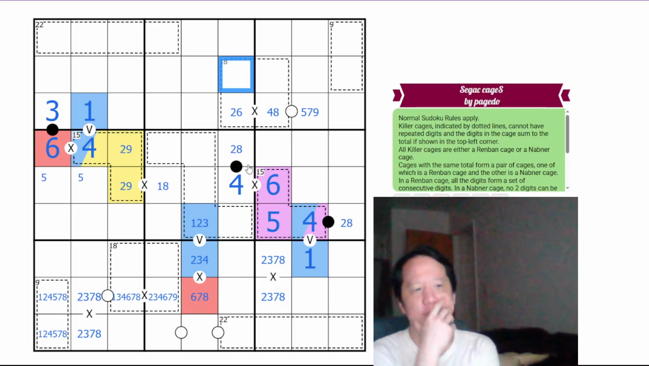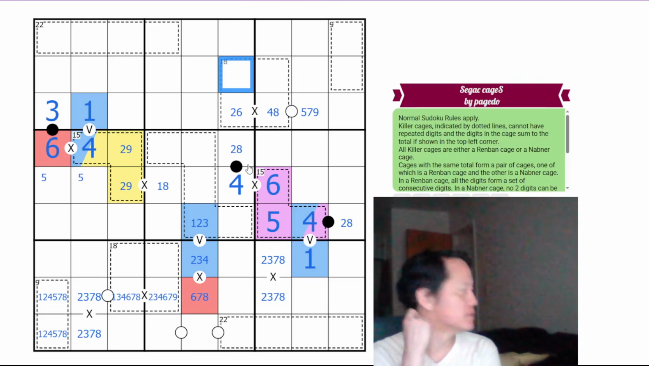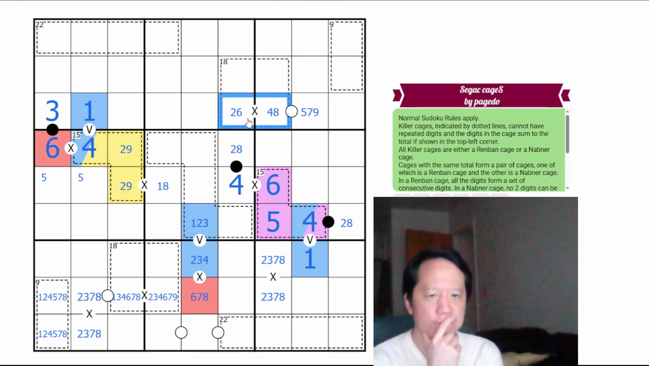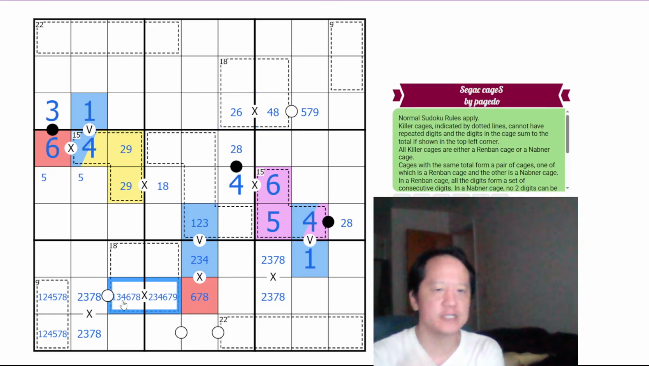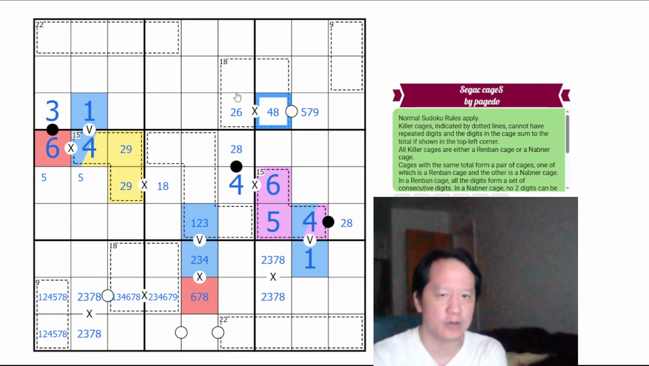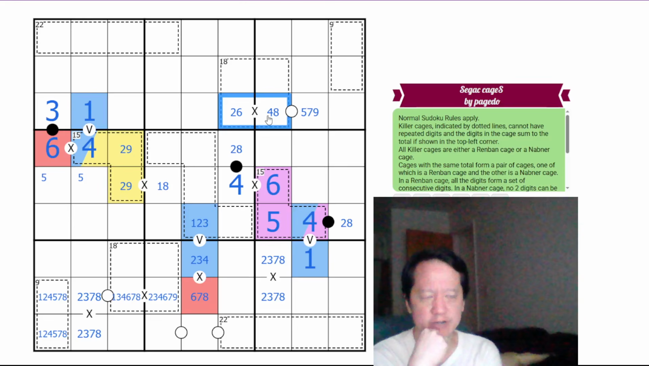As a Nabner cage, we know we have 2 digits adding up to 10 in both of the 18 cages. As a Renban cage, it's 3 through 6 to add up to 18. So you would have to have 4 and 6 be here. As a Nabner cage, we have a guaranteed 10.